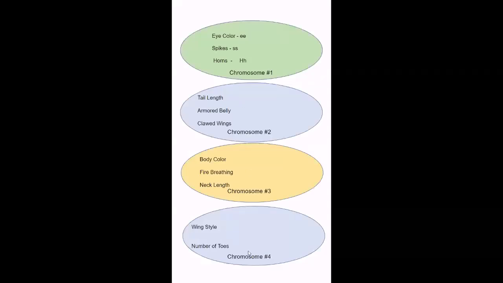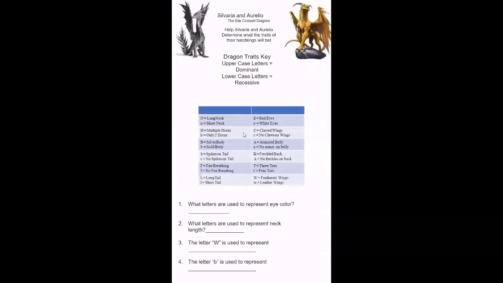So these four little circles here represent Silvaria's chromosomes. And I've given you an example here at the top. Some of these you can kind of guess. You have to make them up as long as you're consistent with the letters. So eye color. In this example, I've made her homozygous recessive. Little e, little e. I just made that up because you can't really see her eye color from the picture. But what color eyes does she have if she has little e, little e for eye color?